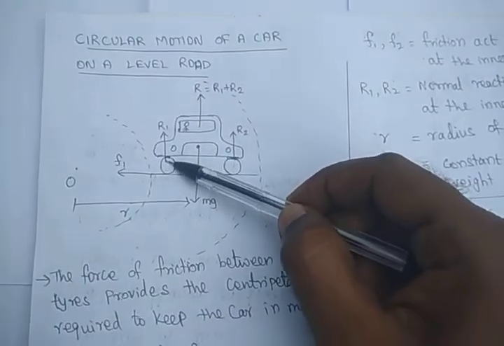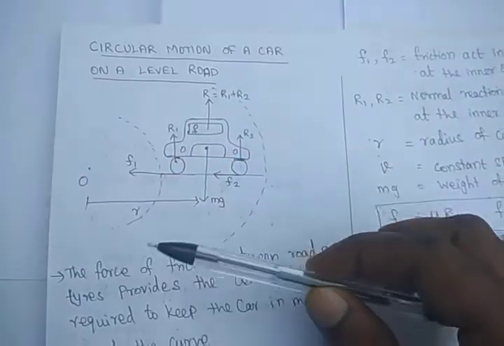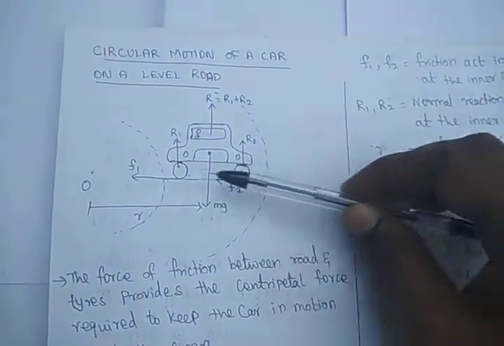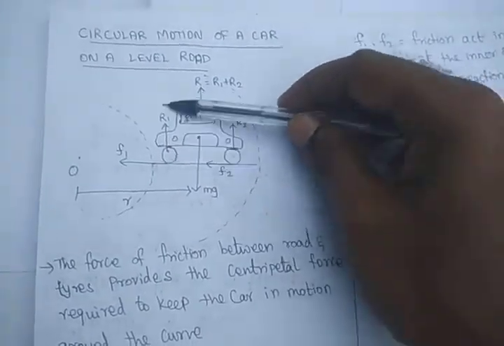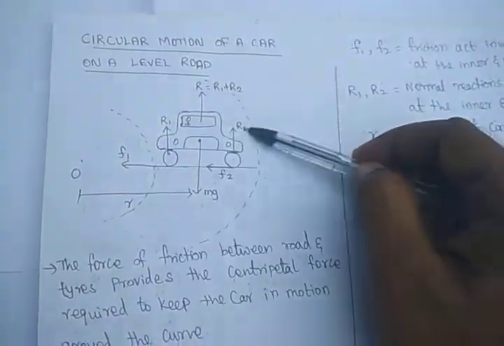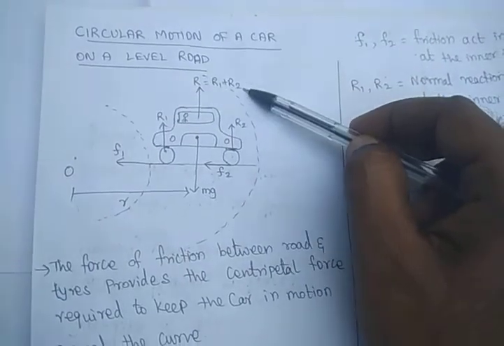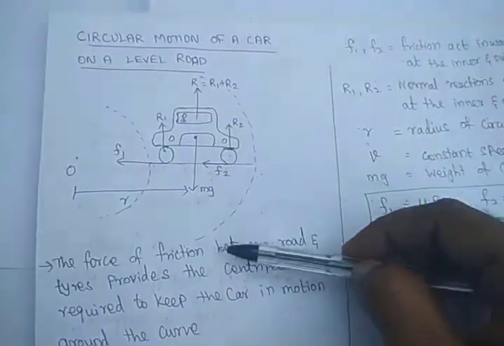This tire experiences a friction force towards the center of the curve, and this tire also experiences a friction force towards the center of the curve. The normal forces R1 and R2 are acting upwards. Hence, these two normals add up and give the final normal reaction force R equal to R1 plus R2. This R is equal and opposite to the weight of the car.